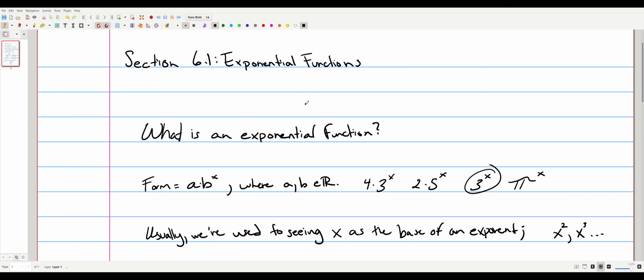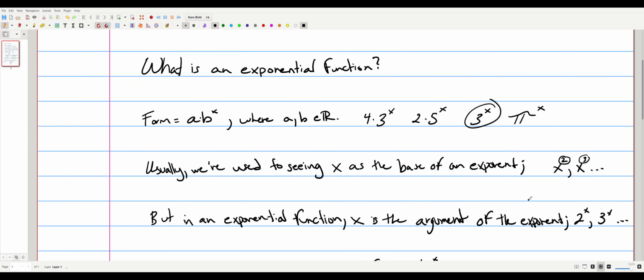All right, so how do these differ from what we've seen before? Well, usually we're used to seeing x as the base of an exponent, right? So like x squared and x cubed, and you can see the number is the power. We've already talked about these, but these are in the class of polynomial functions. But with exponential functions, x, instead of being the base of the exponent, is now the argument for the exponent.